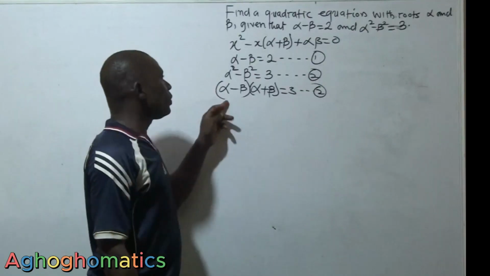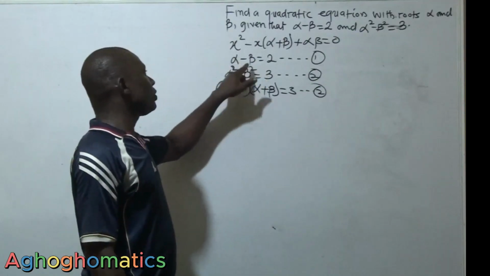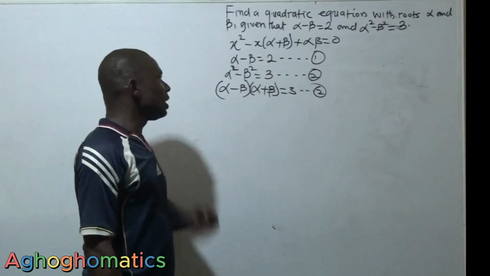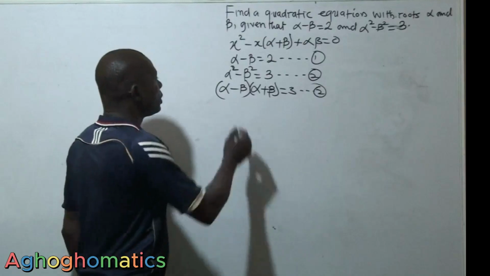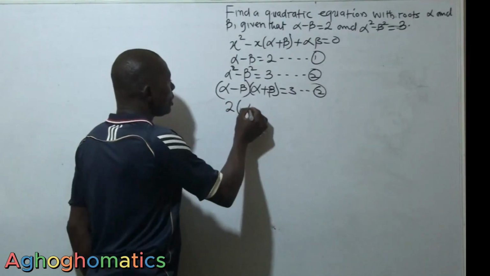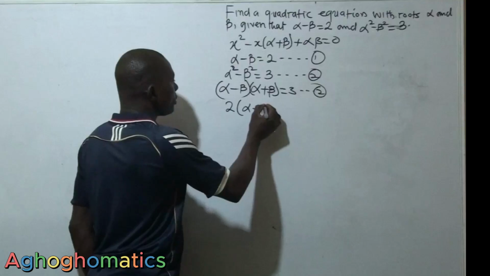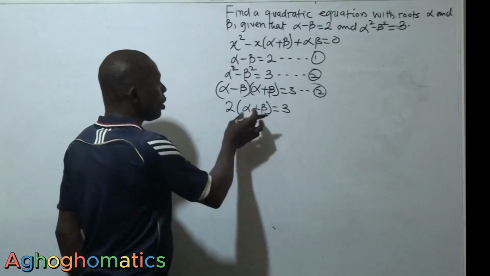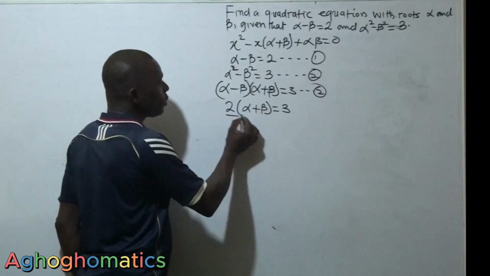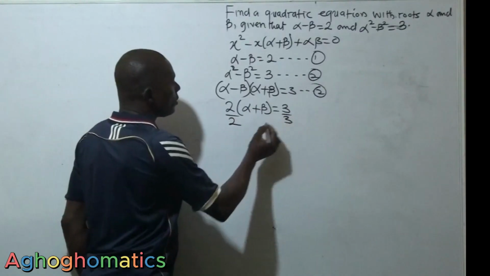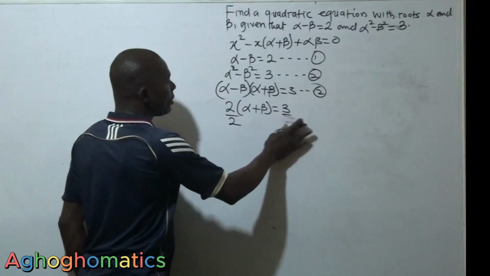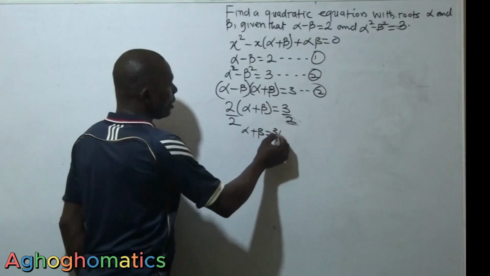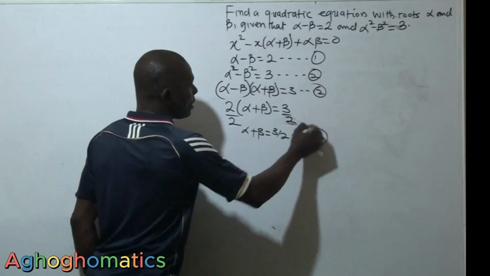Now, if you look at equation 1, alpha minus beta is equal to 2, so we substitute 2 in place of alpha minus beta in equation 2. So this becomes 2 into alpha plus beta is equal to 3. Now for us to obtain the sum of the roots, we divide both sides by 2. So here, this becomes alpha plus beta is equal to 3 over 2. Let's assume this is equation 3.